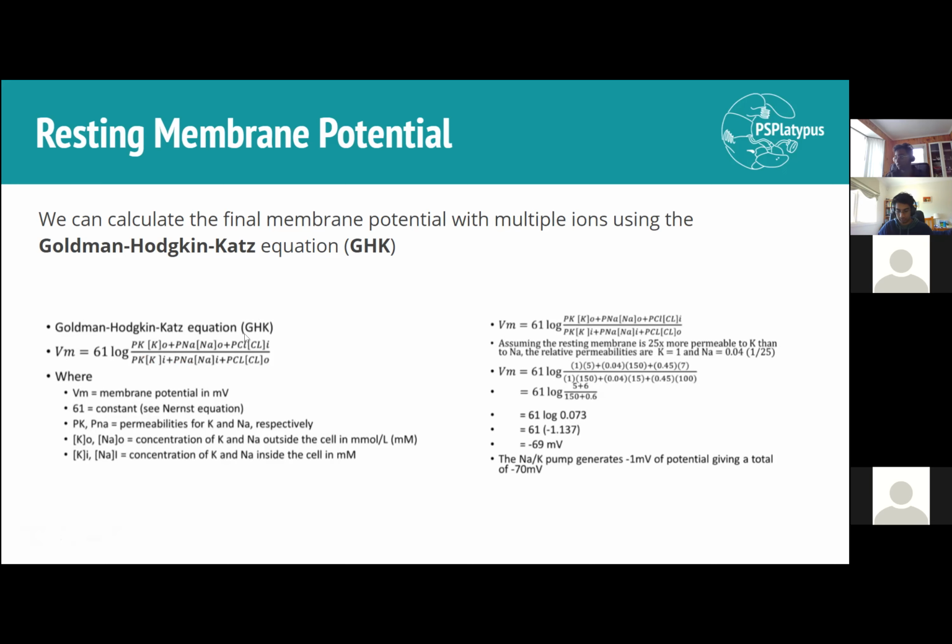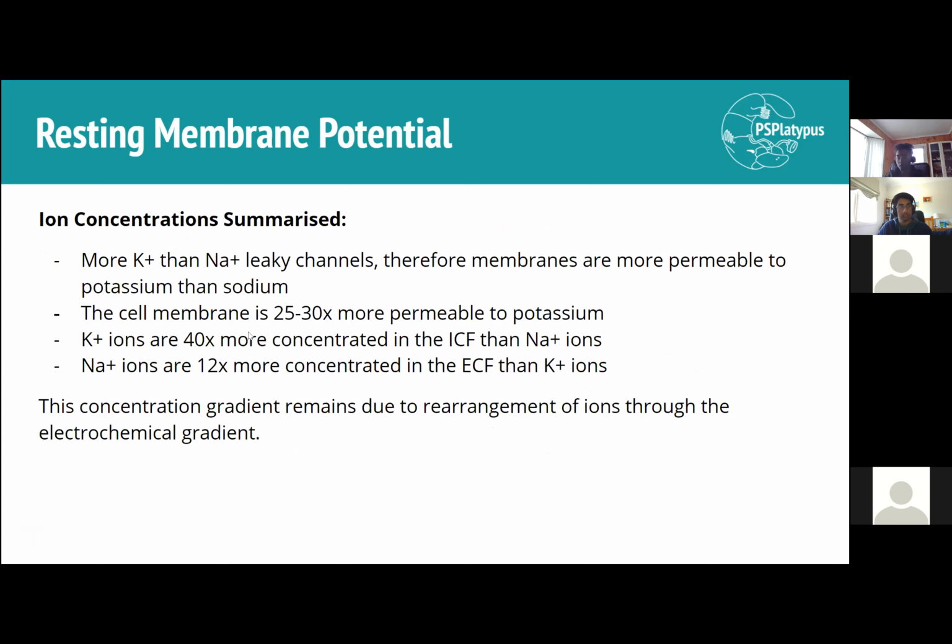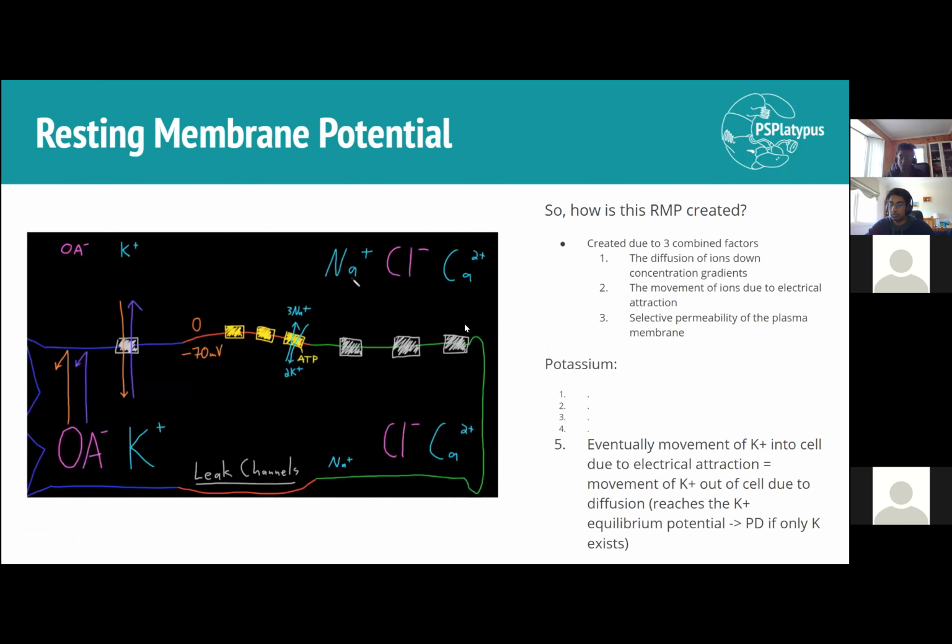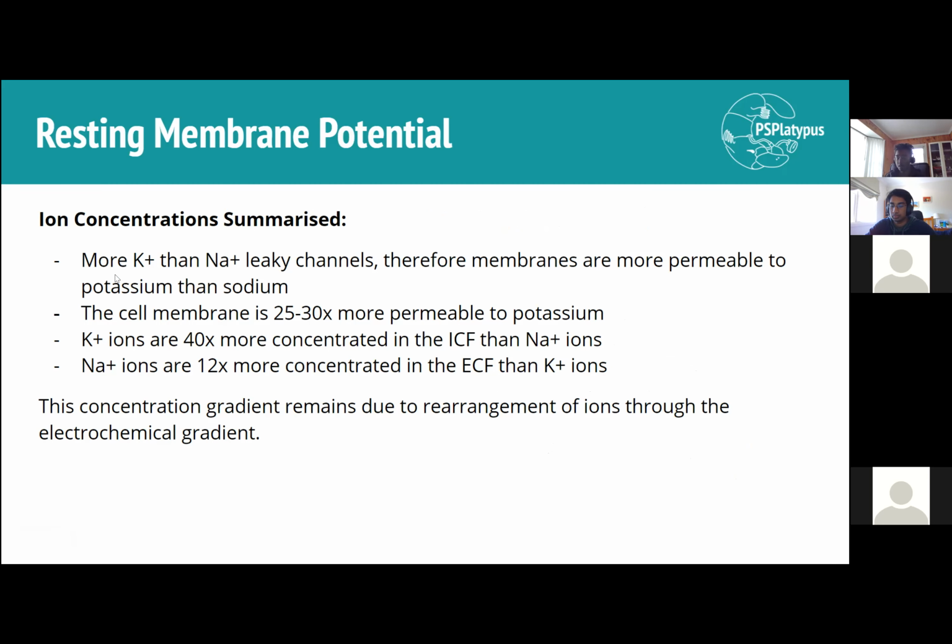Also had another question about why there are more potassium channels than sodium channels. Okay, so the sodium potassium pump is separate to these ones. The sodium potassium pump is here. There's a set amount, I think, on each cell. However, the number of leaky channels is different.